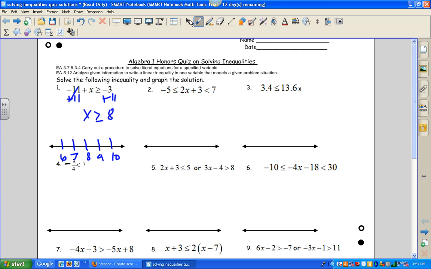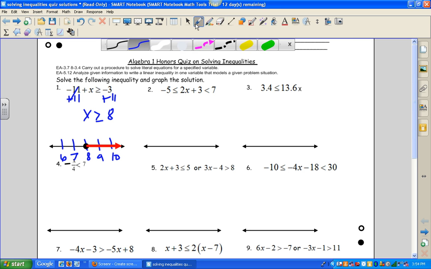Okay, I know that greater than or equal to is going to give me a closed dot. So I'm going to put a closed dot, and it's greater than or equal to, so my arrow is that way.